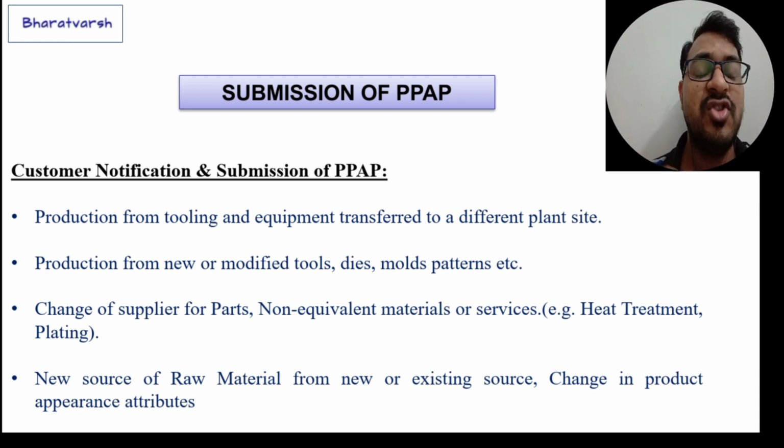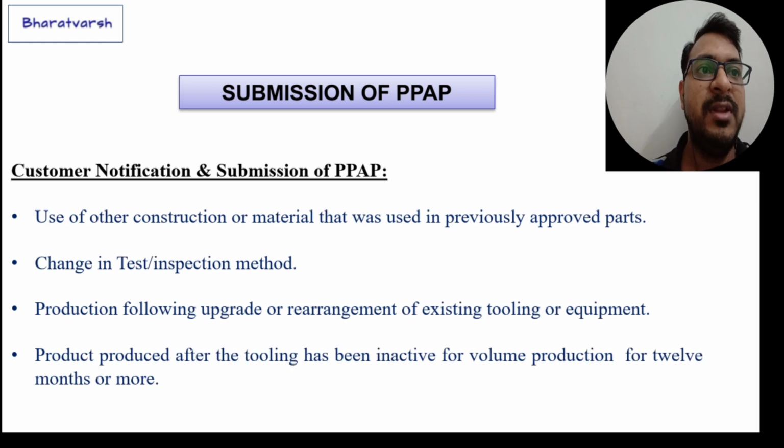Third is change of supplier. When there is a change of supplier from which we are taking services like heat treatment, plating, etc. When there is a new source of raw material, like previously we were taking raw material from a particular supplier and now we are changing the source of raw material, then we have to notify the customer and then submit the PPAP.